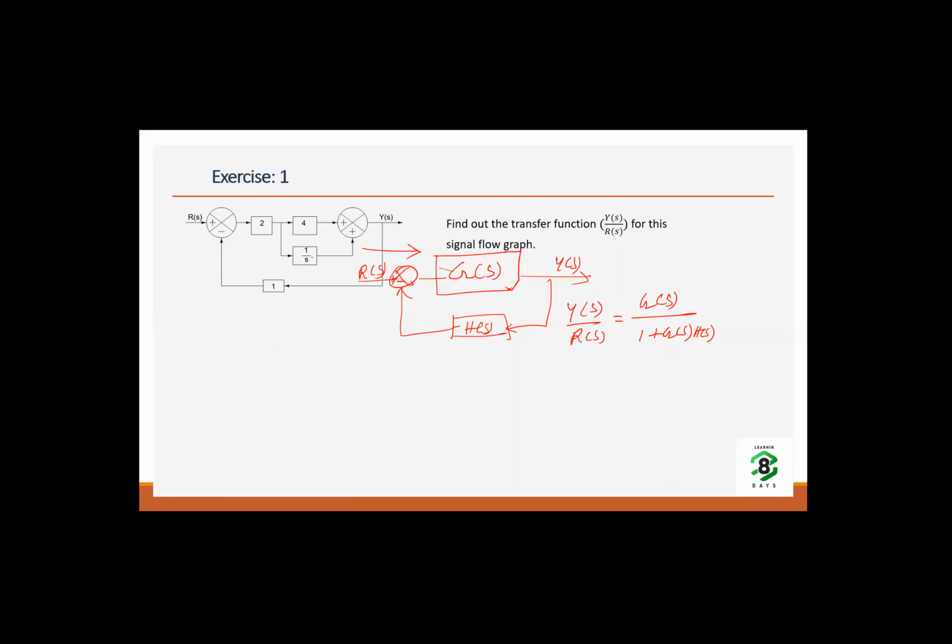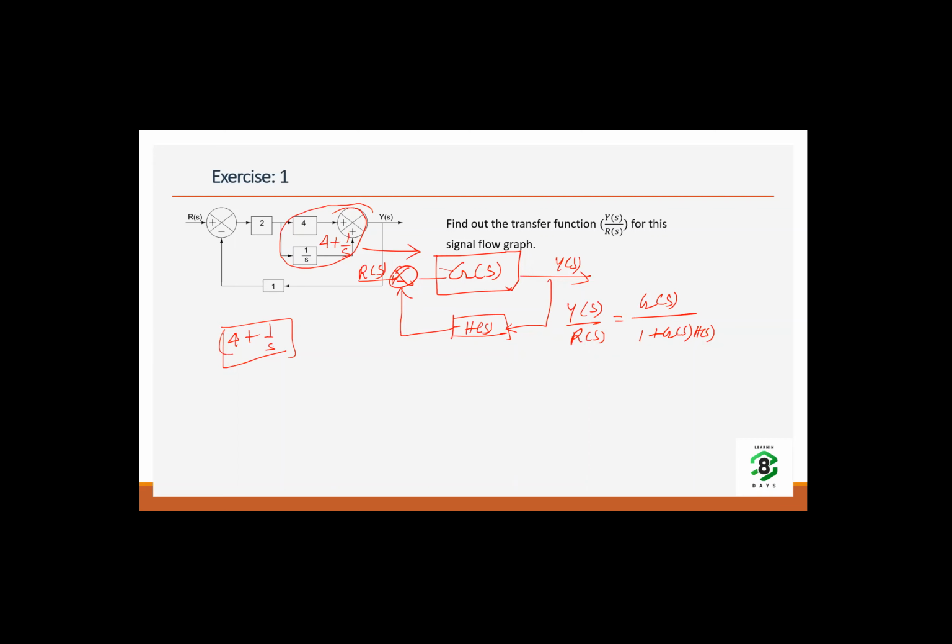Okay, so I'll take this example. The first portion I'll simplify is this. There are two components in parallel. So they can effectively be written as 4 plus 1 by S, as a single block. So you can replace them by 4 plus 1 by S, G1 plus G2. If this is G1 and this is G2, you can just add them because they're in parallel and getting added over here.